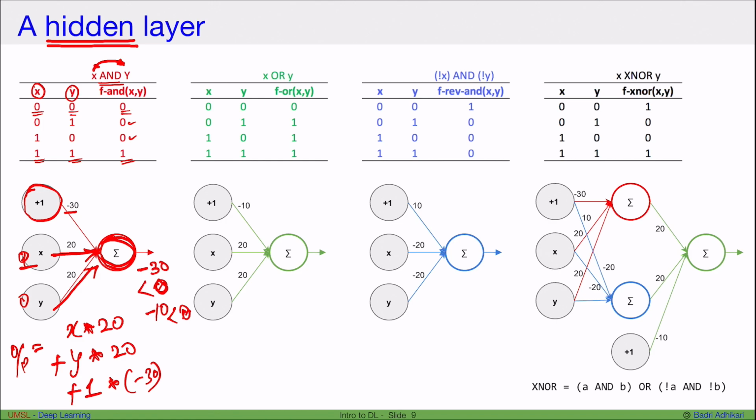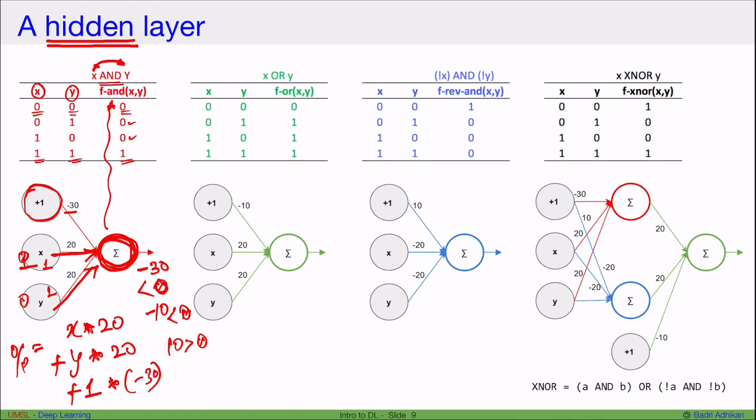Only when X and Y are both 1. So if this is 1 and if this is 1, then this becomes 20 plus 20, 40, and minus 30 becomes a positive 10, which is more than 0. So only when X and Y are both 1, then the network produces a positive value, right? So we can see that a single neuron can effectively act as an AND function if the weights are put appropriately. So if the weights are there in this way, then it represents the AND function.